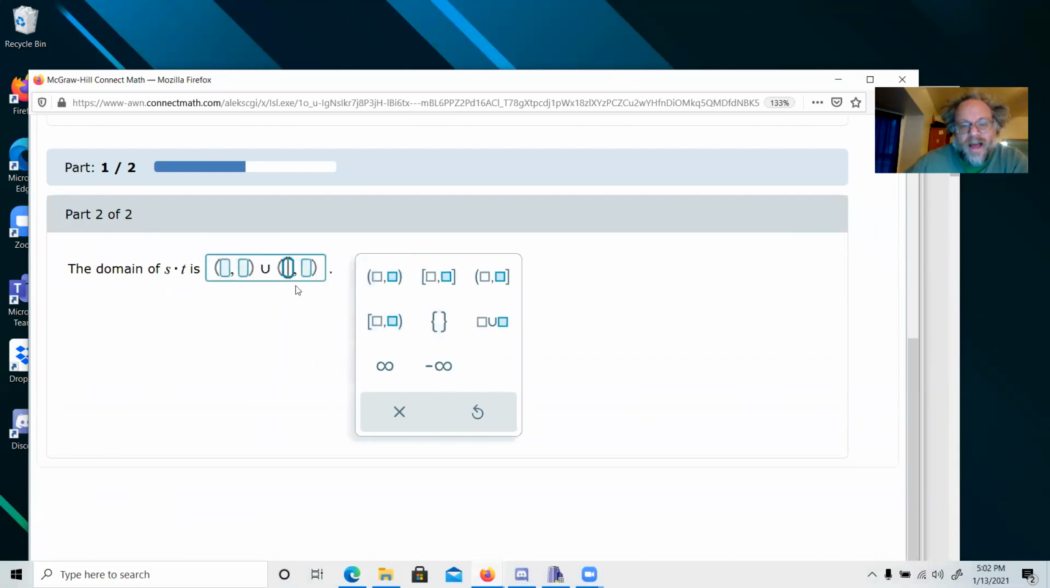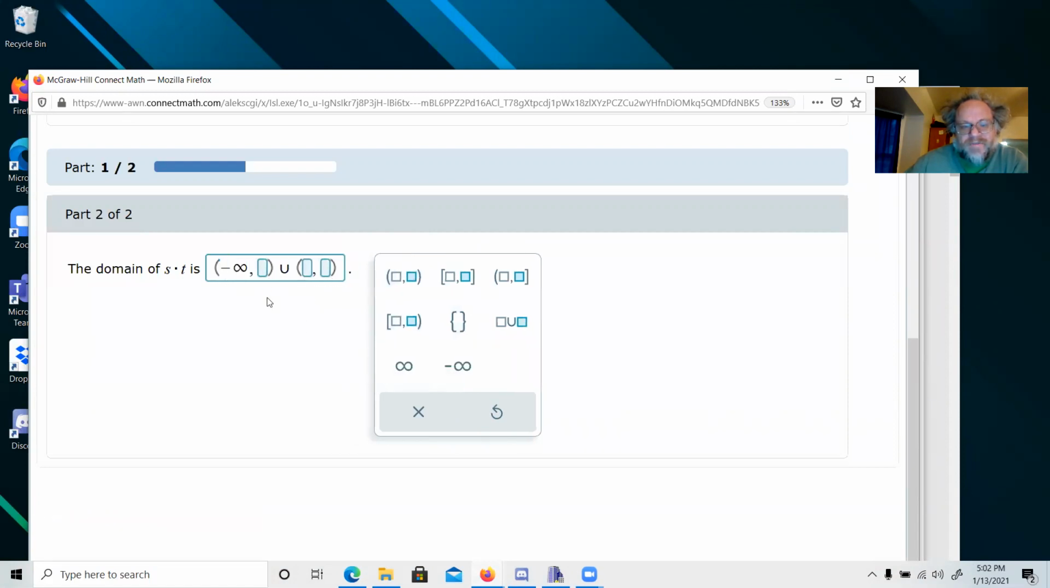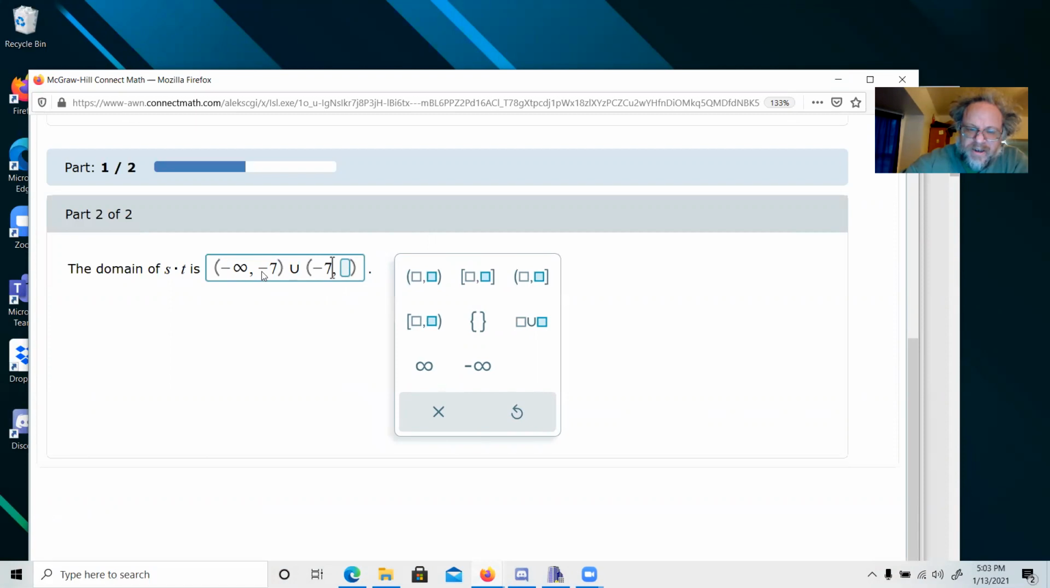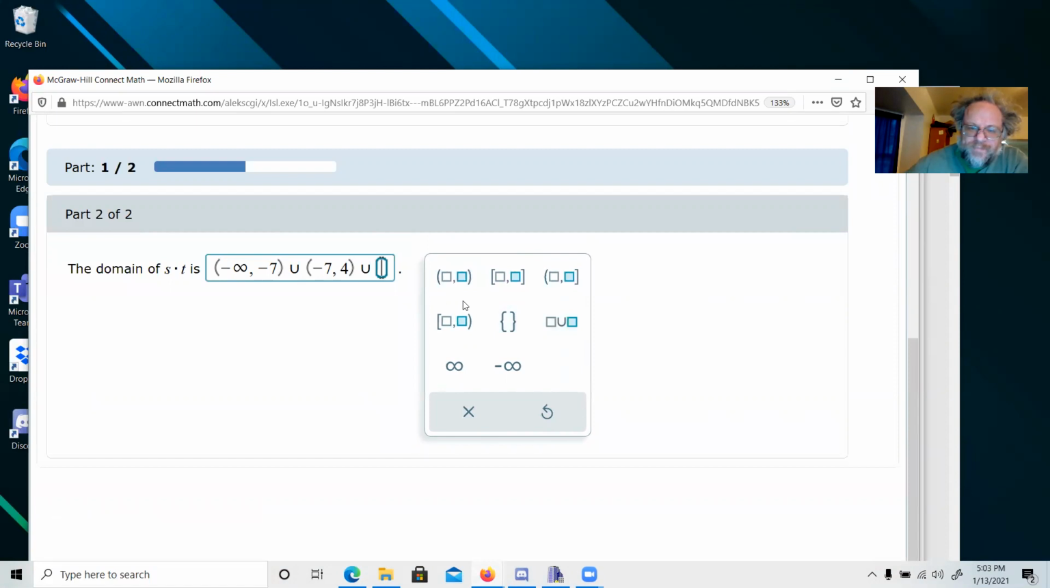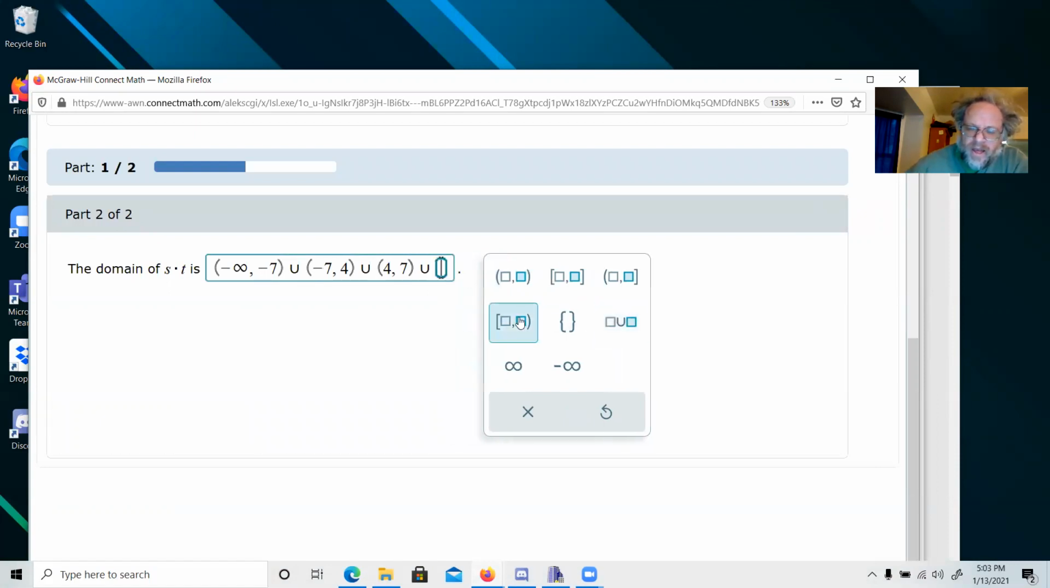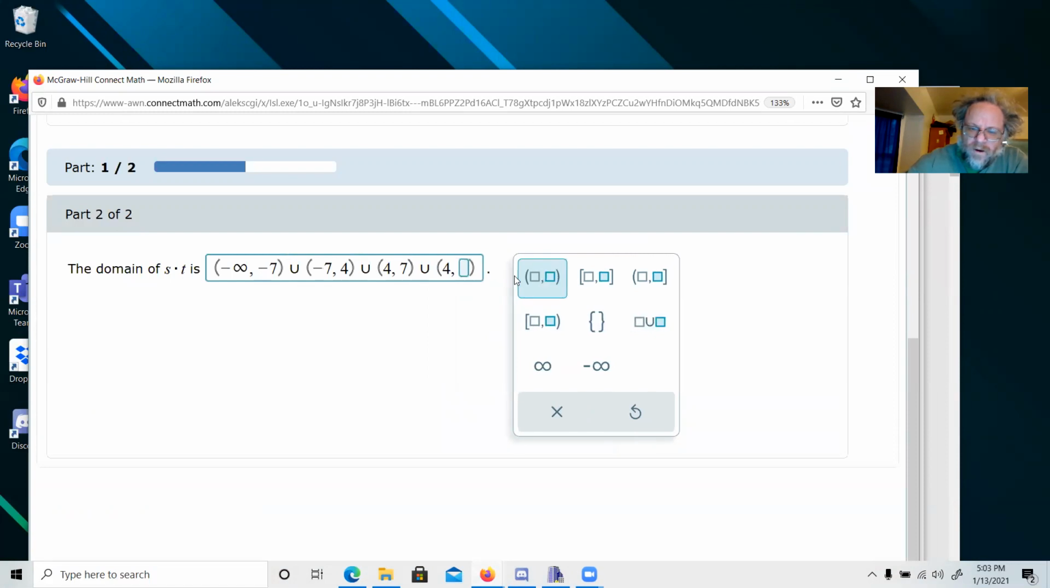Union, more of that. So we're going from what? Negative infinity up to -7. Okay, we're going from -7 up to 4, not 74, up to 4. Then 4 up to 7, another one, and then finally 7 up to positive infinity.